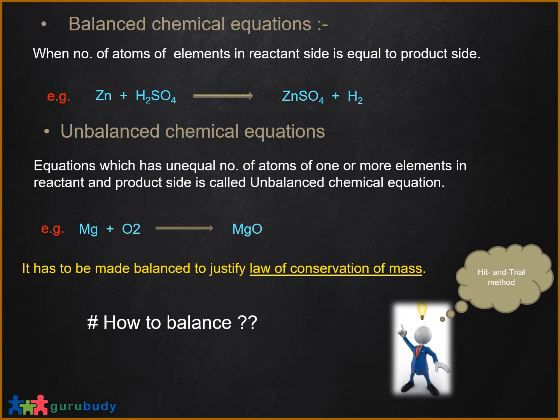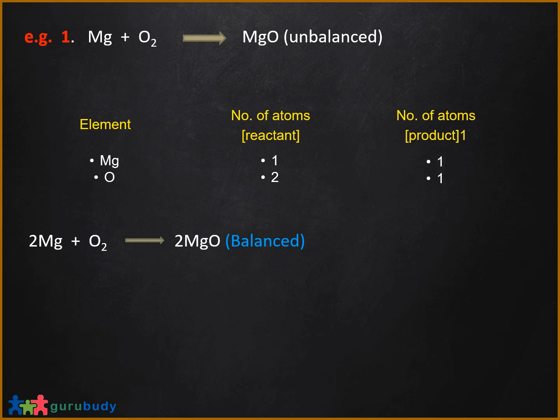A couple of ways. The first one is just hit and trial. For example, in the equation you're looking at, if you just put some numbers on the reactant and product sides, then you might be able to balance it. So the example we talked about, magnesium and oxygen going to form magnesium oxide, is not balanced, right? It's an unbalanced equation. If I write the element and then the number of atoms in the reactant and the number of atoms in the product, as you can see, for magnesium we have 1 in both reactant and product, but for oxygen, there are 2 atoms in the reactant and 1 atom in the product.